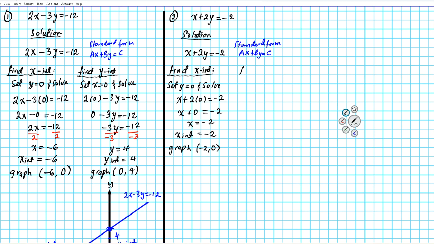Okay. Next, we're going to find the y-intercept. You need 2 points to define a line. So here we're going to set the other variable x to 0 and solve.